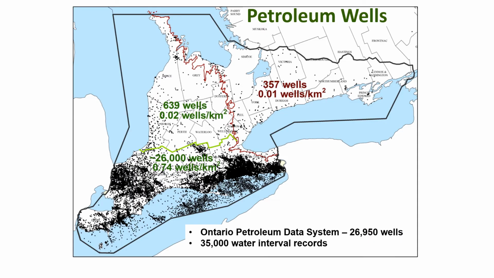This slide just shows the location of petroleum wells in southern Ontario and their very irregular distribution, with some areas having a much higher density of wells than others.